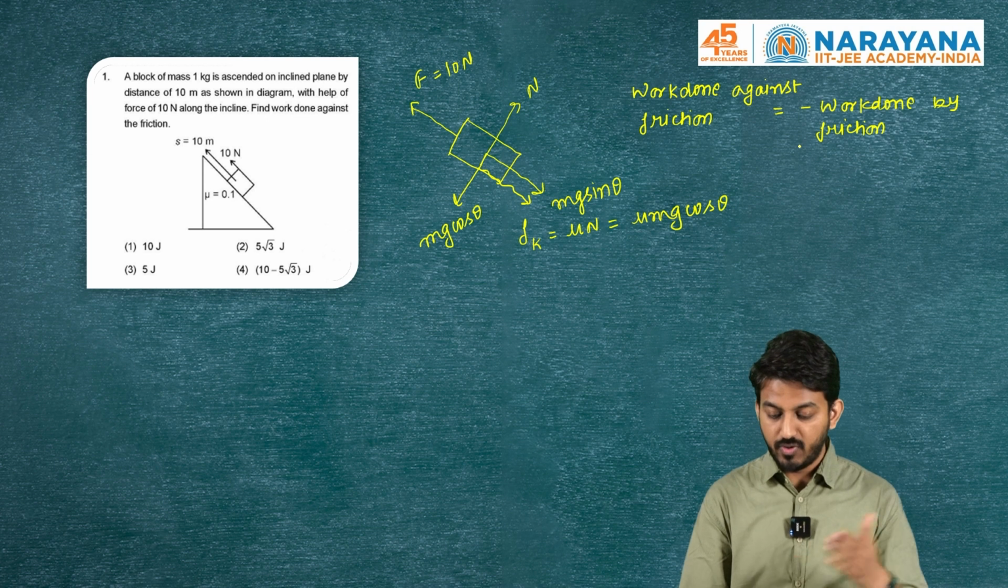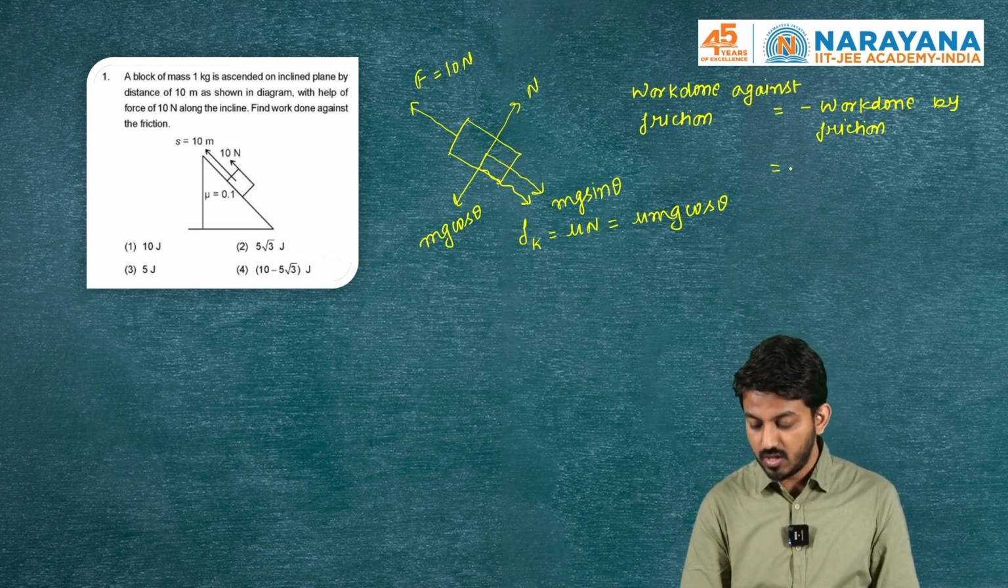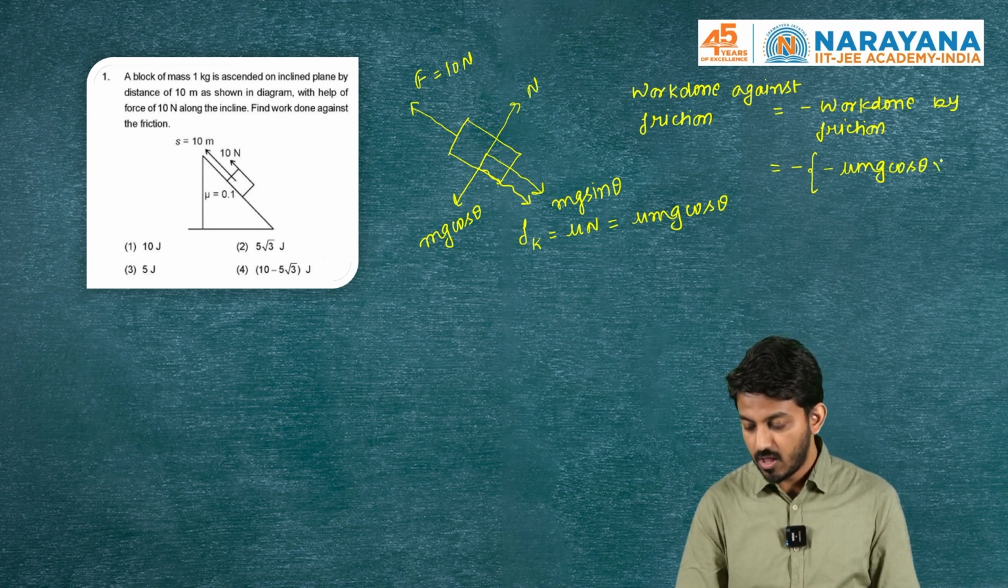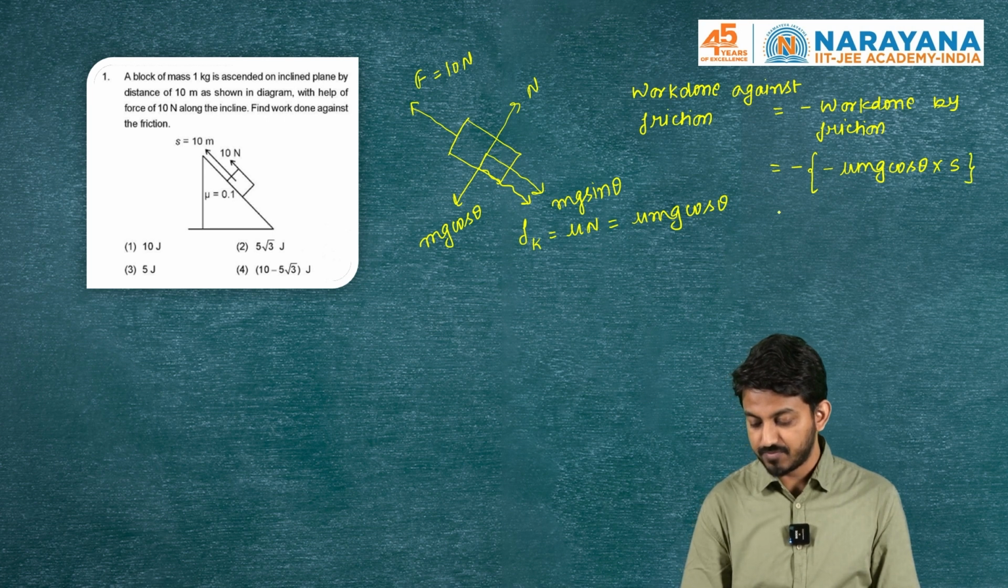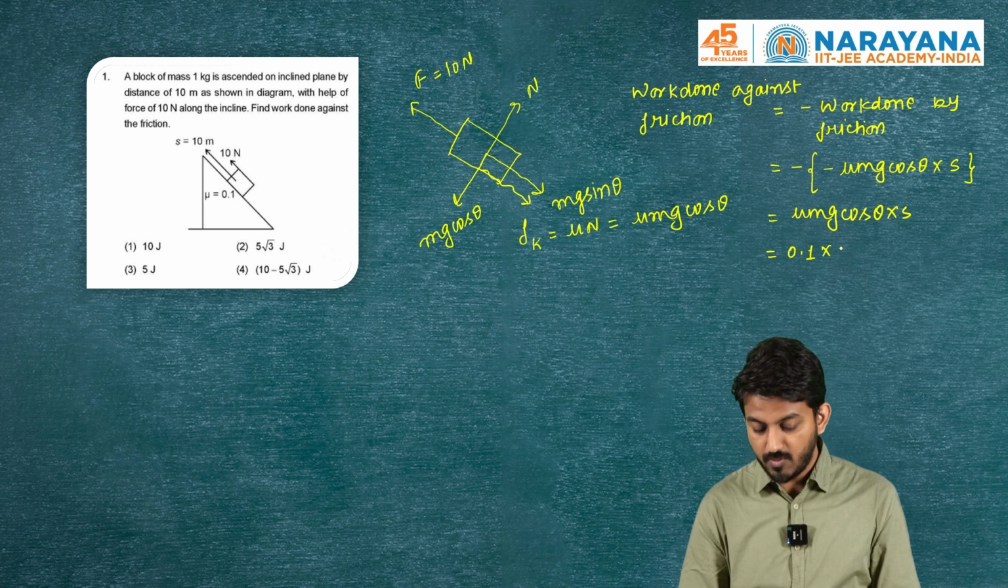So as you can see, the block is moving up and the friction force is downward. Work done is going to be minus of, because they are opposite in direction, mu mg cosine theta, which is the friction force, into displacement s I'm writing. So this becomes mu mg cosine theta s. Now value of mu is given to be 0.1, m is given to be 1 kg, g is 10.